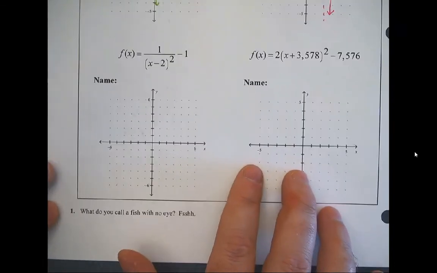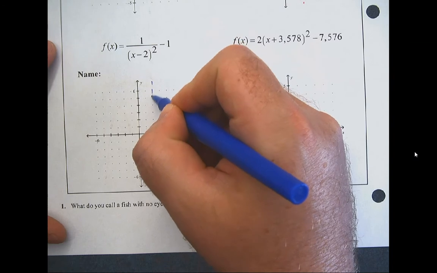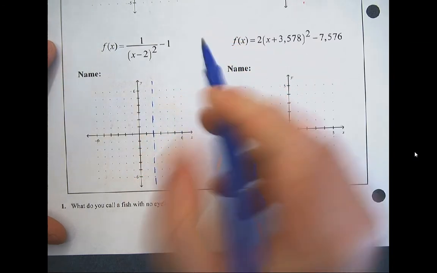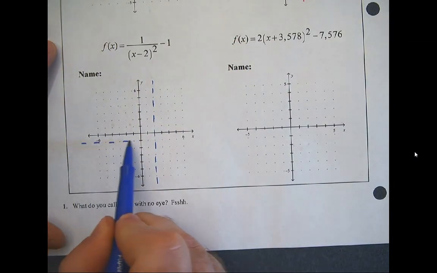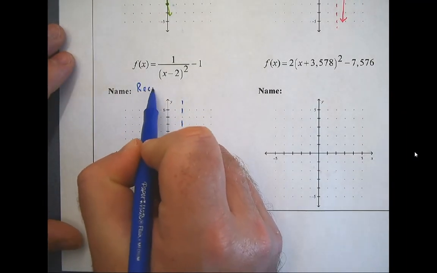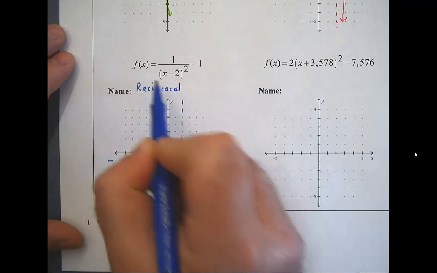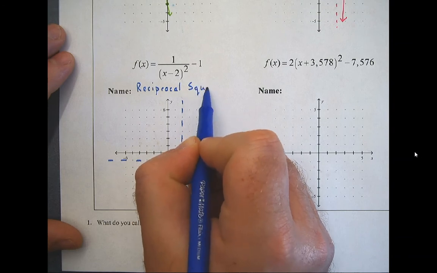What color haven't I used? How about a nice blue? All right, so the shift is on, forward 2, down 1, and then this is the reciprocal squared family. Reciprocal squared.